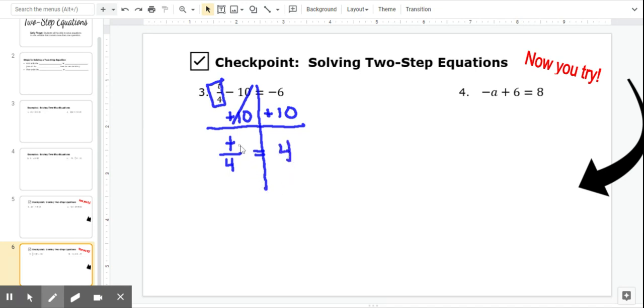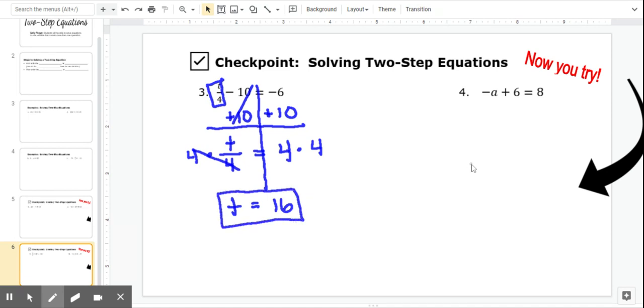Now, what do I do to get t all by itself? Remember, we said this fraction bar stands for division. To undo division, I need to multiply. So I'm going to multiply both sides by 4. This will cancel, and I get t equals, what's my final answer? Good, t is equal to 16.